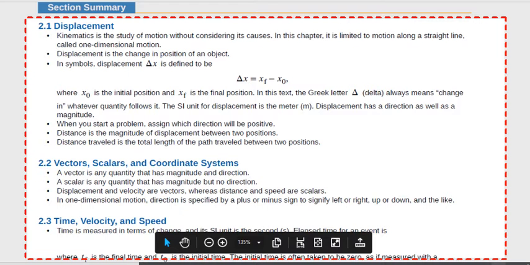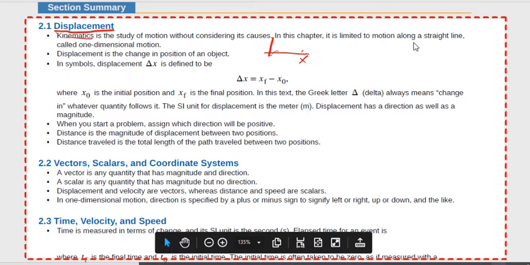Kinematics is the study of motion without considering its causes. So this is the definition of kinematics. In this chapter, it is limited to the motion in a straight line, in one dimension. One dimension means we will be studying only this x-axis here.